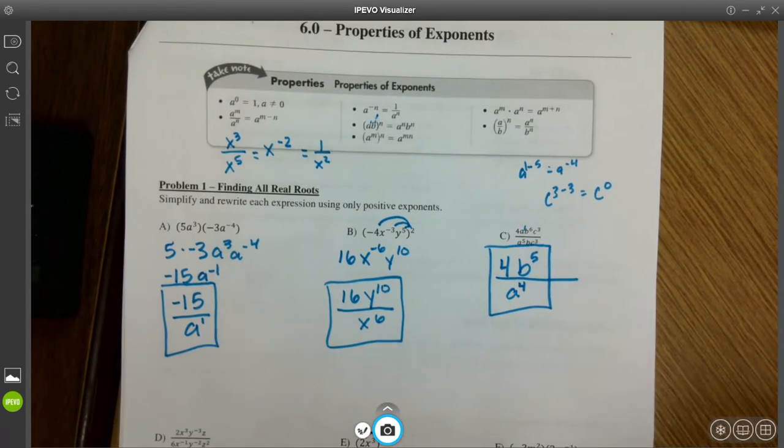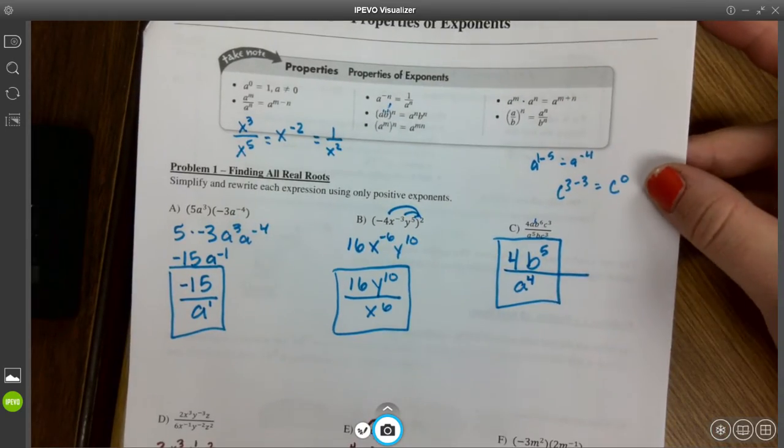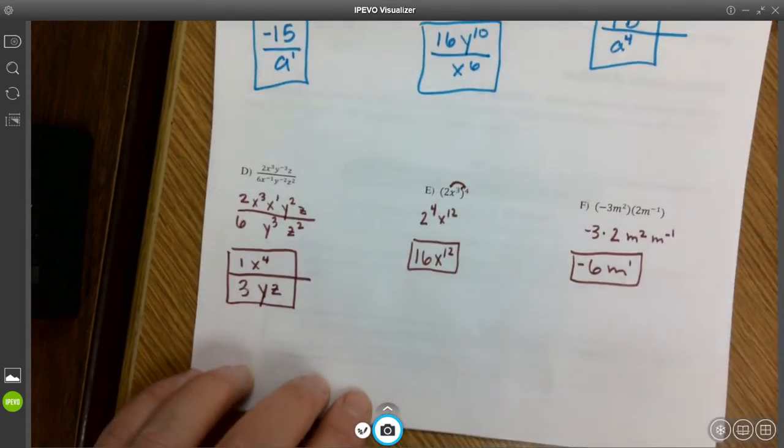Right now, you should pause the video. Pause the video and try to do them yourself. The next 3, D, E, and F. Try to do D, E, and F by yourself. Pause. Did you pause? Hopefully you paused.